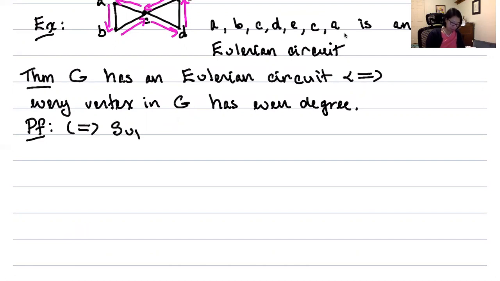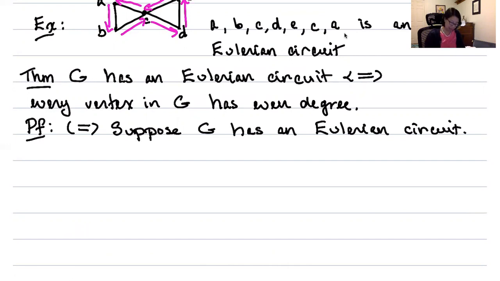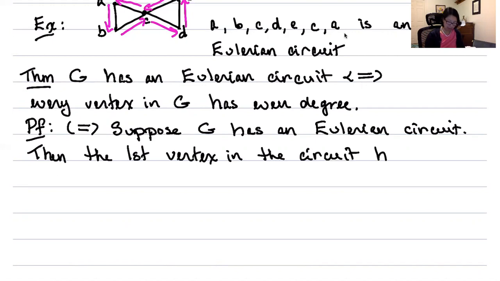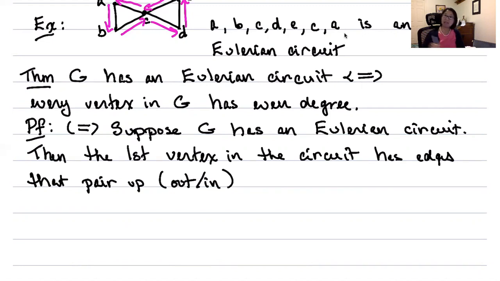So suppose that G has an Eulerian circuit, and then the first vertex in the circuit has edges that have to pair up as leaving the vertex going out, coming in. So out, in, out, in, out, in, and the last one has to be in.